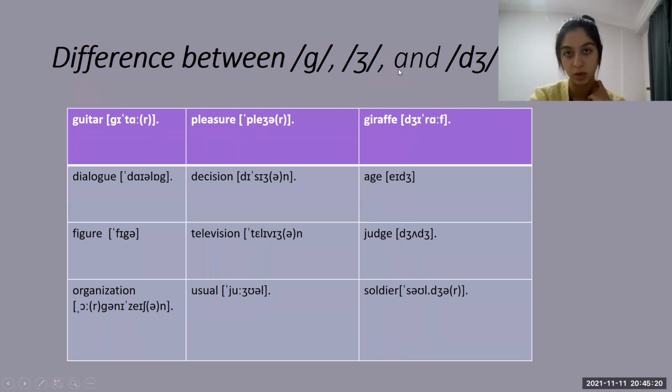Difference between these three letters: guitar, dialogue, figure, organization, pleasure, decision, television, usual, giraffe, age, judge, and soldier. Many of us know this G in guitar, but we are not familiar with this and this. You can hear this sound as J or Z, for example, pleasure and television. This letter is pronounced as J, giraffe, age.